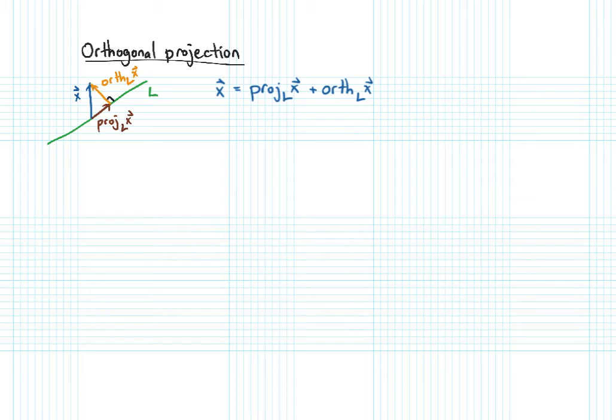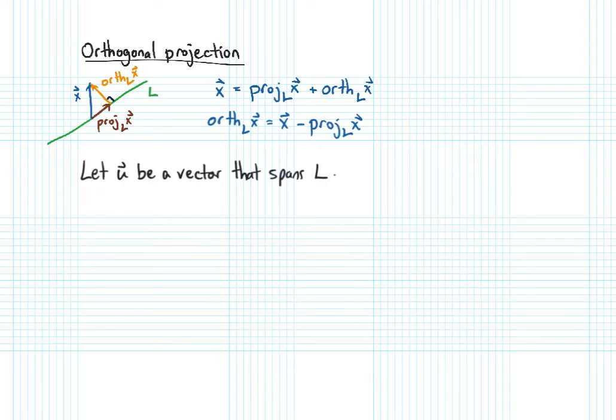But that triangle means that there's an equation that relates all of these things. x is the sum of the orthogonal projection and the orthogonal component. And you could rewrite this equation as saying that the orthogonal component is x minus the orthogonal projection. Okay, so now let's let u be a vector that spans L. I could draw u on the picture, but the picture is already a little bit cluttered, so I'll leave it alone. But what this means is that every vector that's on L is a scalar multiple of u. So in particular, we can write the orthogonal projection of x as c times u.